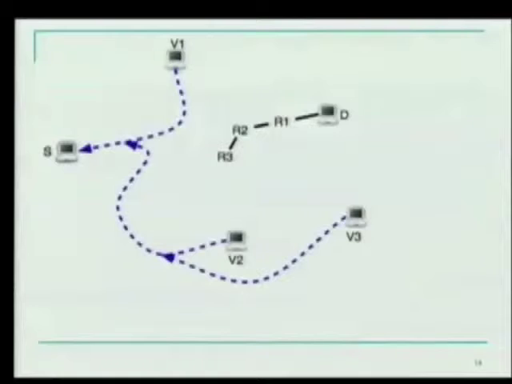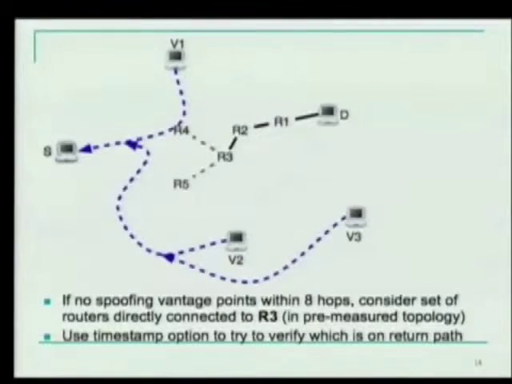Path looks like this. Now let's say that none of our vantage points is within 8 hops of R3, so we can't use record route. This is when we'll use timestamp. We're going to look at an established map of the internet. There are a number of mapping services out there, and we just use one of them. And we'll look at all the routers that are adjacent to R3. These are the possibilities for the next hop. So let's say R4 and R5 are.